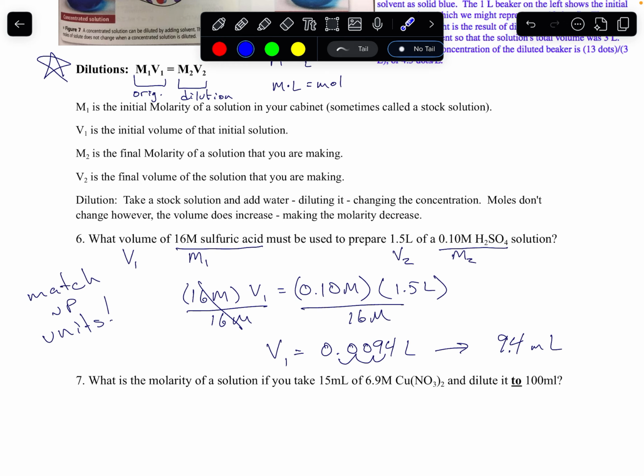Second thing, probably the number one thing that students get mixed up on, is making sure that we're pairing up the proper volumes and molarities. So M1 and V1, making sure I'm pairing this up with the unknown, not pairing up 16 with the 1.5. That's for the new solution. I'm trying to find how much of the original solution. So those are probably the two biggest things to look out for: units, and matching up M1 with V1, and M2 with V2.